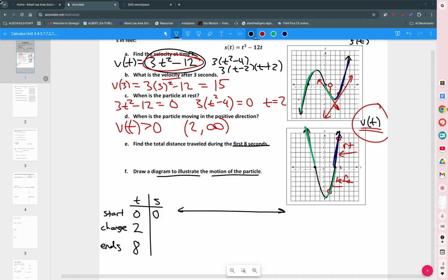Then we go ahead and plug in 2. 2 cubed is 8, and 8 minus 24 is? So it goes over to negative 16. And then I plug in 8. 8 cubed is? 512. 512, and 512 minus 96 is 416. I got it just now. So if you needed your calculator during that time, you sure could use it.